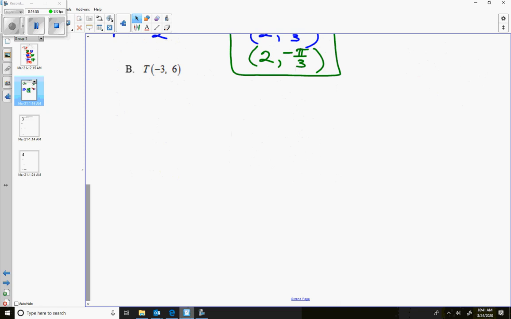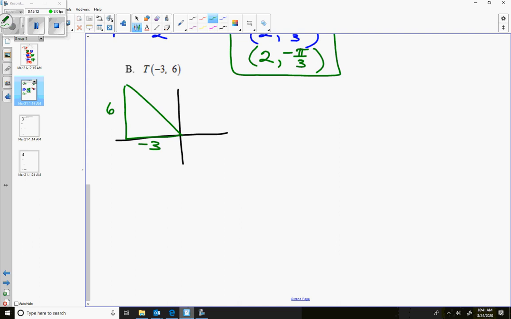Alright, next question. With the ordered pair negative 3, 6. Here's your r, here's your theta. Alright, now this is not a triangle we know. So you have to do all the math, and you already know the answers are not going to turn out nice and pretty because it's not a triangle that we know to give nice, neat answers.